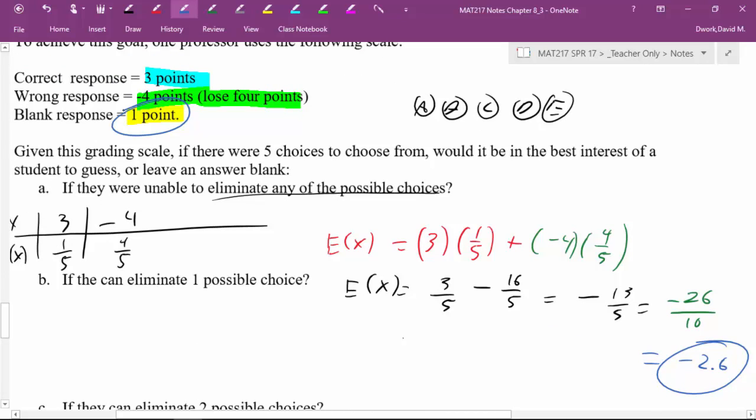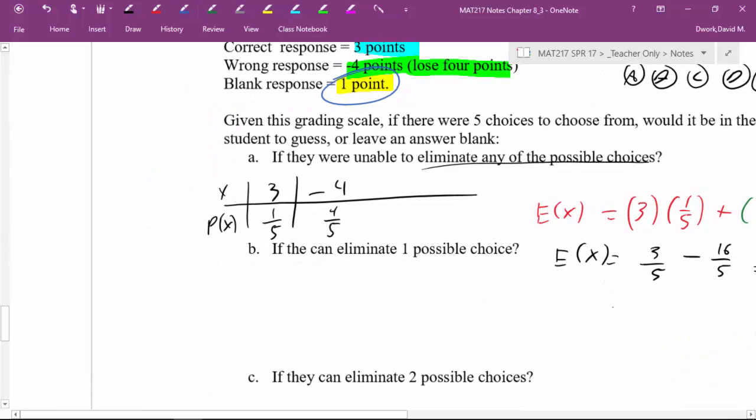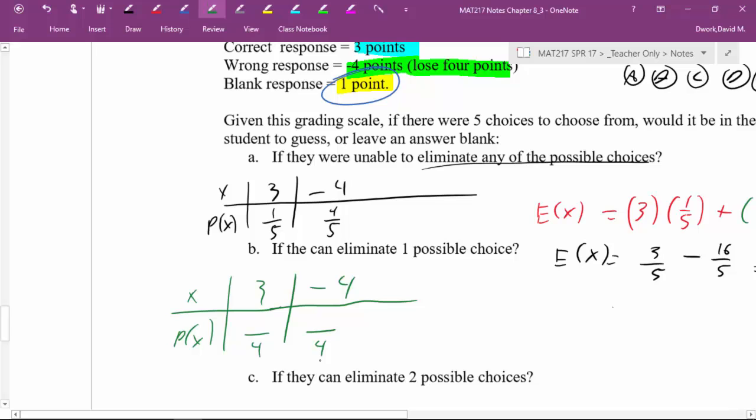I'm not guessing. All right, well, but now that we all hopefully will sit down to a test and we don't look at all the problems and be like, I got no idea. It could be any of them, right? Usually, hopefully, we can eliminate one, right? So in that case, how does that change the problem? Still the same grading scale, still 3 points for getting it right, lose 4 points for getting it wrong. But it's no longer out of 5 choices because there's only 4 choices left because I eliminated one.